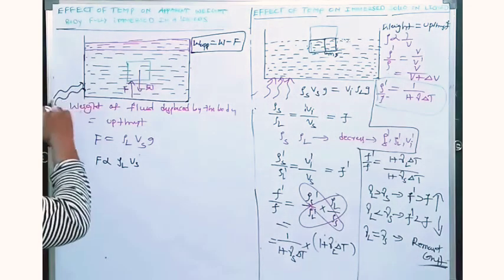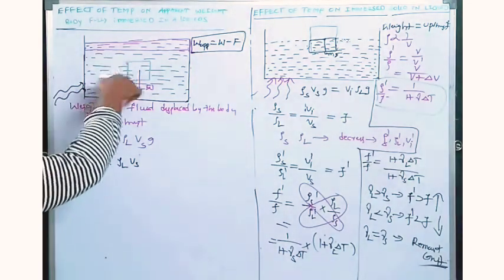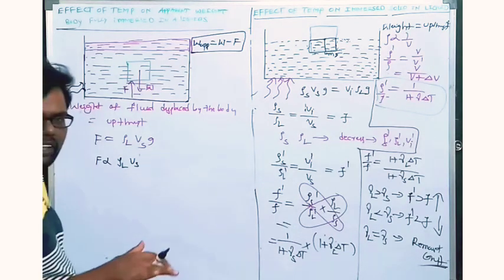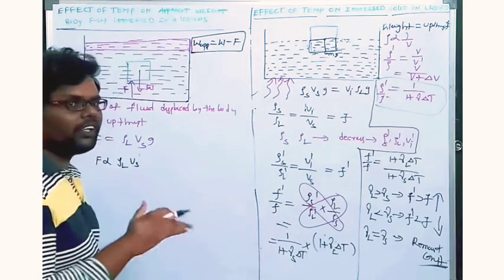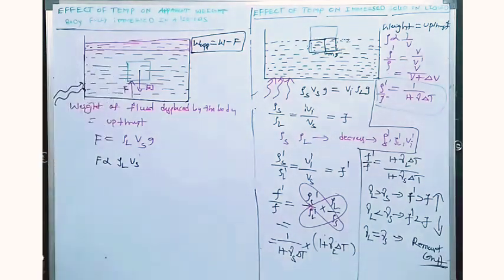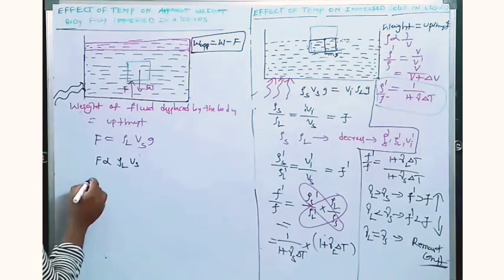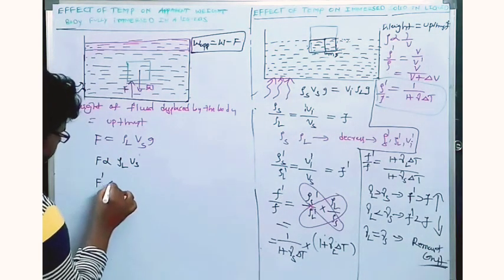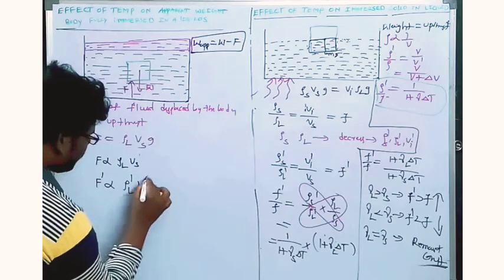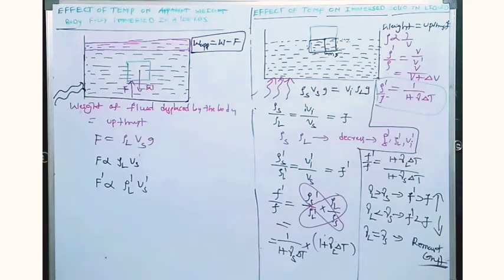Whenever you raise the temperature, the volume of the solid is going to increase. Accordingly, the density of the liquid and solid is going to decrease. So after giving the temperature, the buoyancy force F dash is directly proportional to rho L dash Vs dash, isn't it?